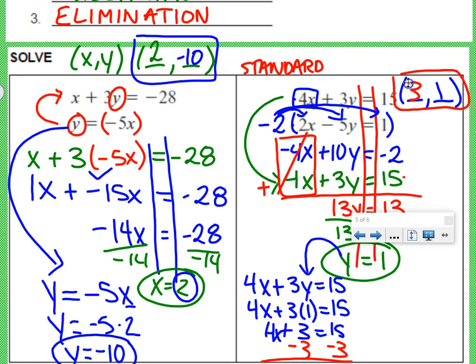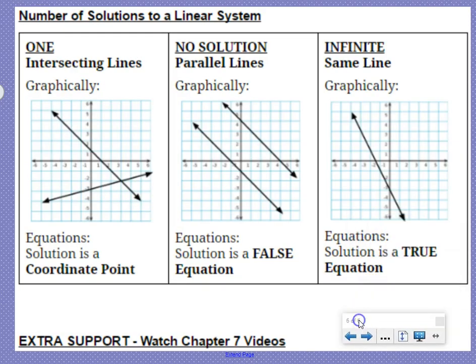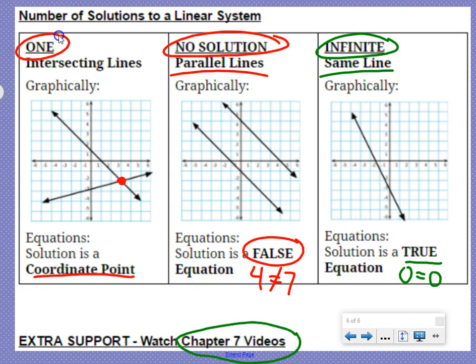All right, just a last little piece. Just reviewing the different types of solutions. We can have one solution where the two lines intersect and we get a coordinate point for our answer like we did in the last two. We can have no solution, which is parallel lines, and we would get a false solution like 4 equals 7, which is not true. And then we could have infinite solutions, which means they graph to the same line, and they would give us a true solution like 0 equals 0. Again, if you need extra support with this, all of this is in our Chapter 7 videos that we did this year.